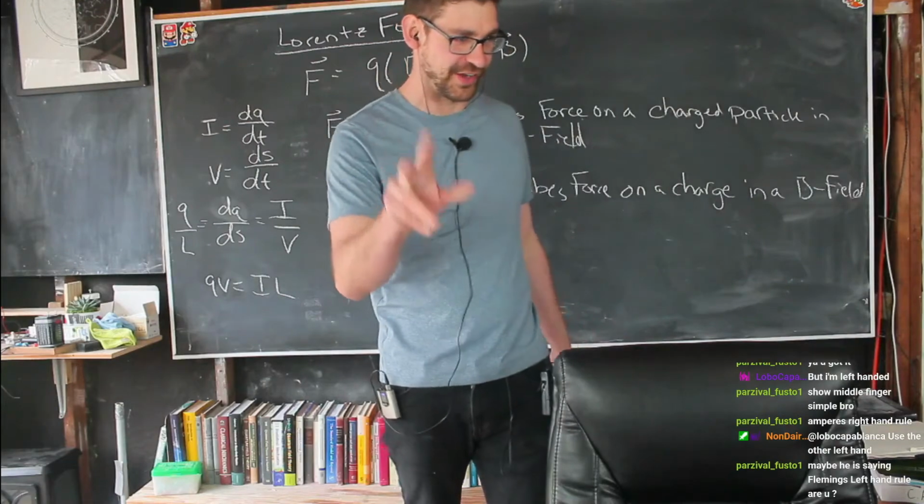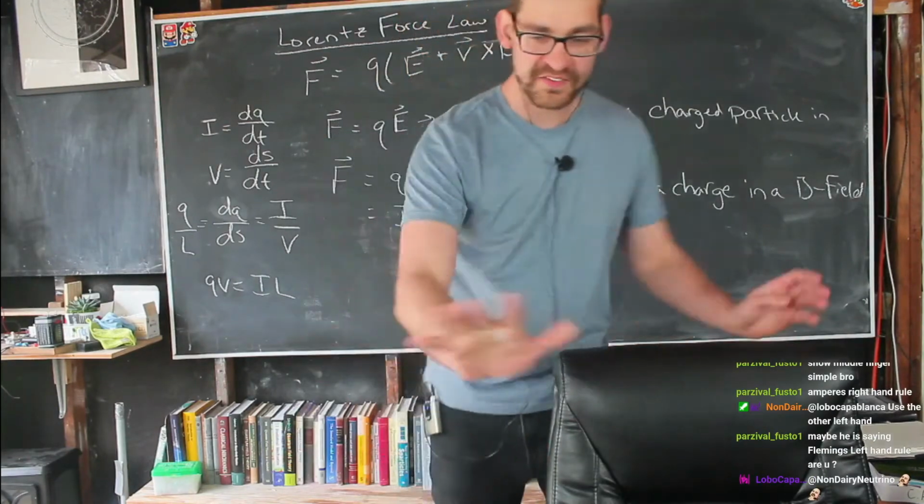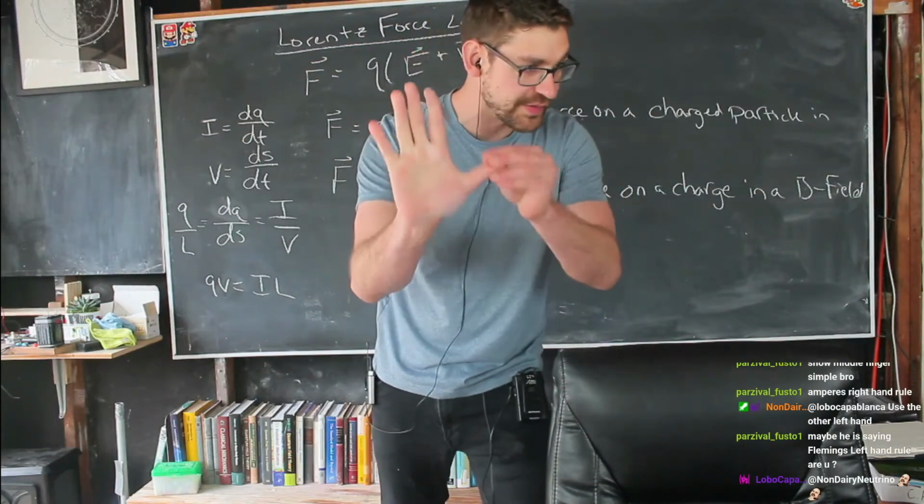I don't like the middle finger one. I don't use that one. Nope, nope, nope. Because this way is simple. Fingers always go in the way of the magnetic field. Thumb always goes in the way of the motion.